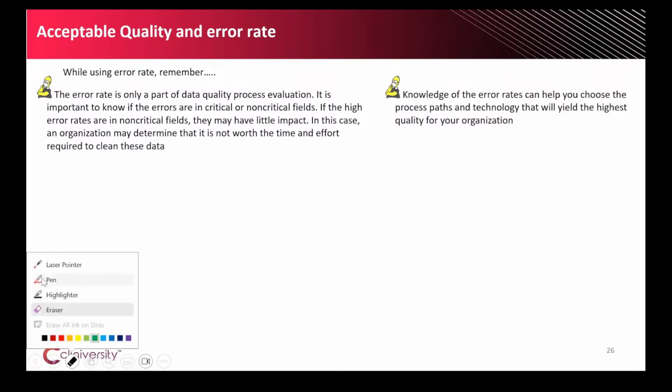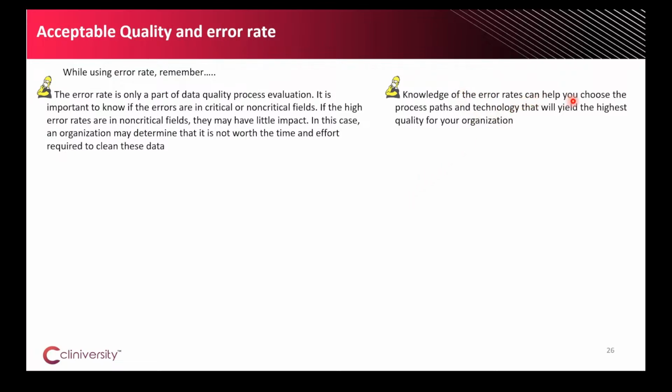It is absolutely essential to know whether the error has occurred on a critical or non-critical field. If the error rate is because of a critical field, then definitely there is some problem with the way data has been collected. But if it is on a non-critical field, we can make an informed decision if the errors on the non-critical field are really going to affect the data in any way or not. If the high error rate is on the non-critical field, it will have very little impact. And then the organization can even determine if it's really worth the time to clean such non-critical data errors.